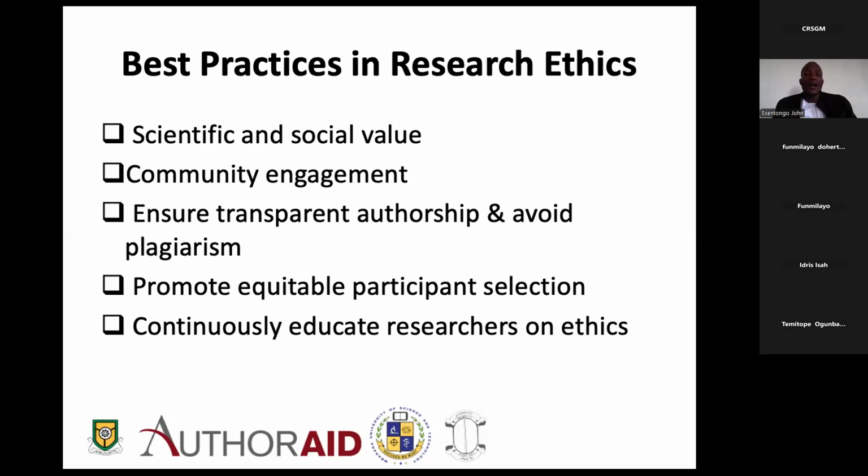So you need to have a clear community engagement plan and protocol, how you are going to engage the community, because recommendations show that when you are conceptualizing your idea, you need to present it to the community. From inception of this research, the community is engaged up to dissemination of your research findings, as well as informal publication, presenting at conferences, etc. So ensure transparent authorship and avoid plagiarism.